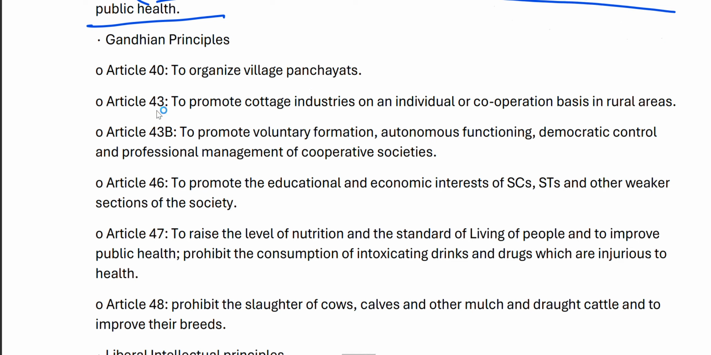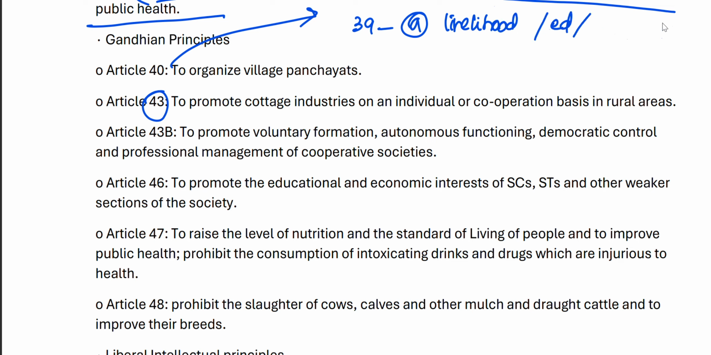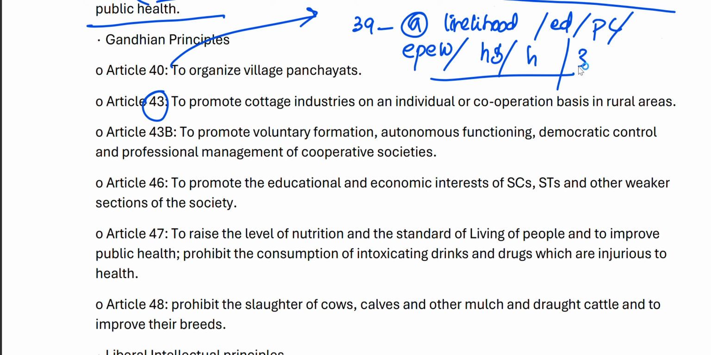Now, what is 43? When we see 40, we have to see 39, right? In 39, the livelihood: the first is equitable distribution, and then we have prevention of concentration, equal pay for equal work, and health and strength of the children. Then we have 39A, which is related to free legal aid. And what is 41? 41 is related to the right to work, education, and public assistance in cases of unemployment, old age, sickness, and disability.